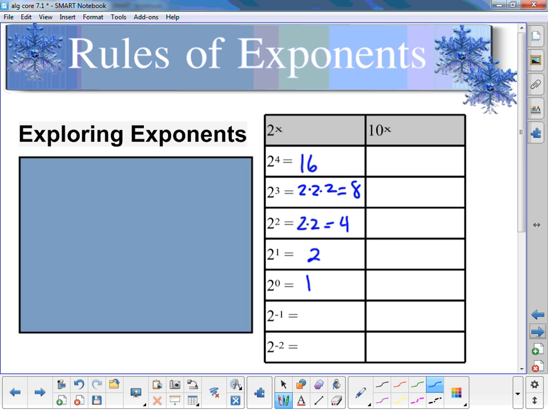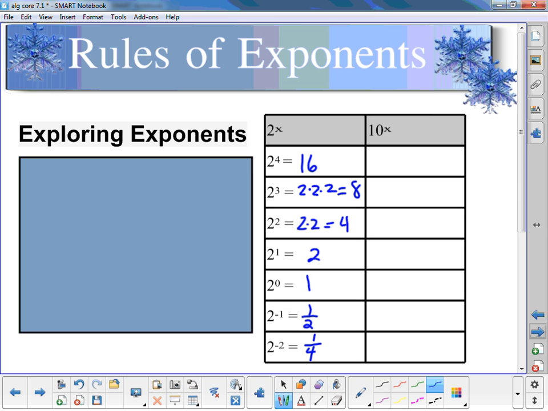Here's where it gets interesting. 2 to the negative 1. So if you plug in 2 to the negative 1 on your calculator, it's going to tell you 0.5, or 1 over 2, 1/2. If I type in 2 to the negative 2, it's going to tell you 0.25, which is 1/4.